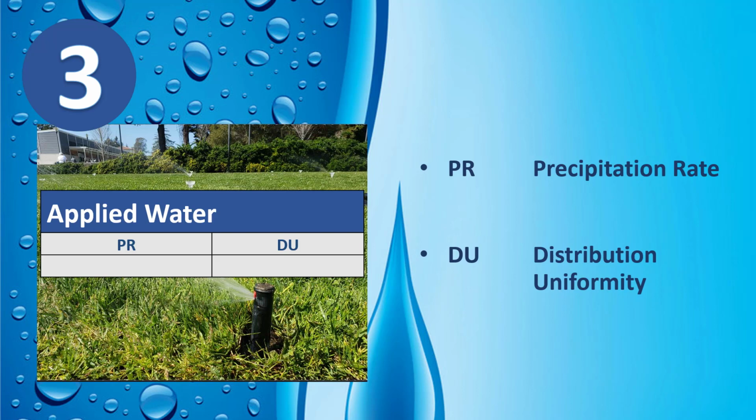Distribution uniformity is the measure of the uniformity of applied irrigation water over an area and can be measured in the field or estimated. California state law requires that sprinkler system uniformity be at least 75% and drip system uniformity be at least 81%. Multiplying the DU by the plant water requirement will give you the irrigation water requirement. That is, how much water needs to be applied to satisfy the plant water needs while accounting for the inherent non-uniformity of the irrigation system.